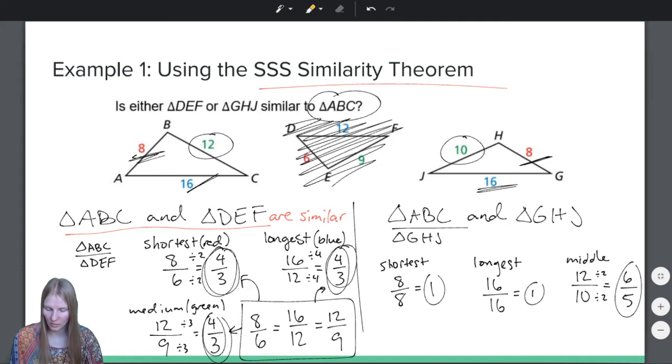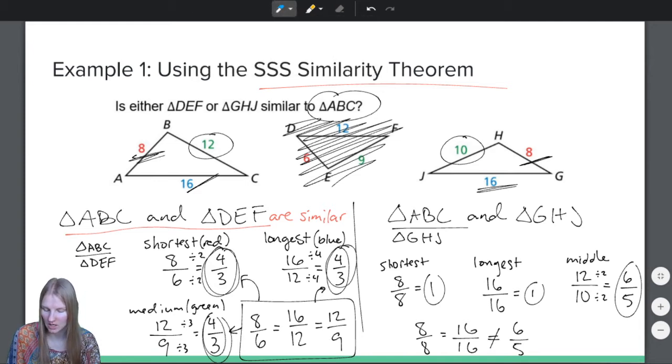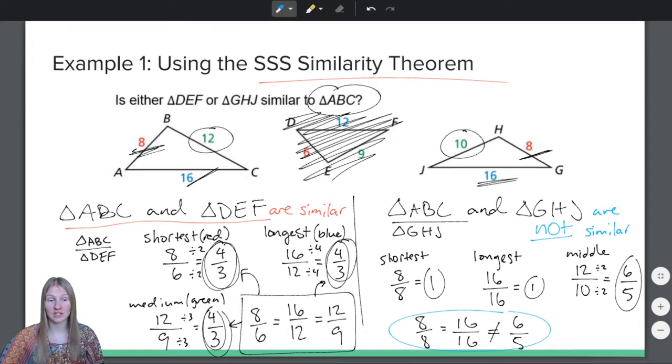So we have 8/8 is equal to 16/16, which is not equal to 6/5. Not equal. So triangle ABC and triangle GHJ are not similar because their sides aren't proportional. Two of their sides are proportional, but we need all 3 to be proportional in order for the triangles to be similar. So let's check and see if we were correct.